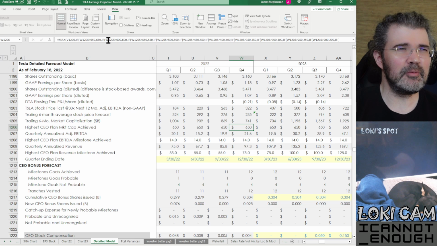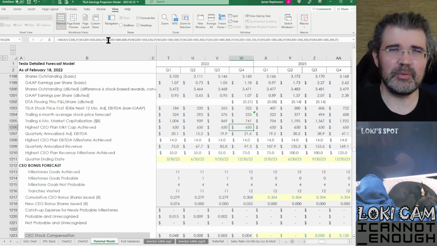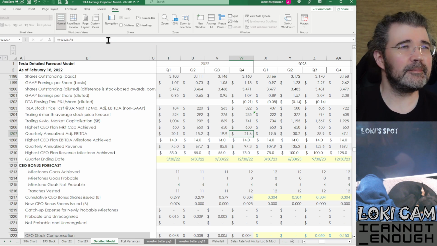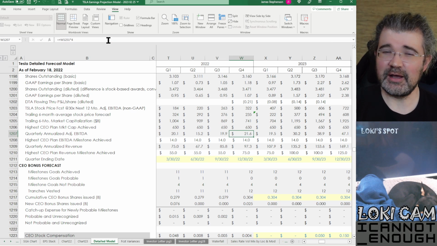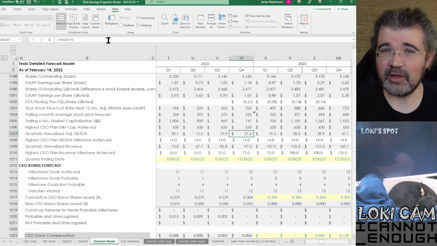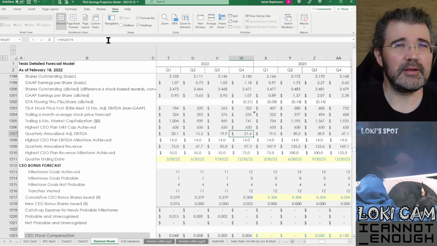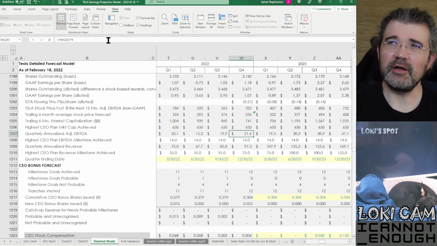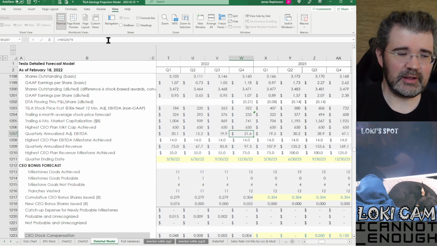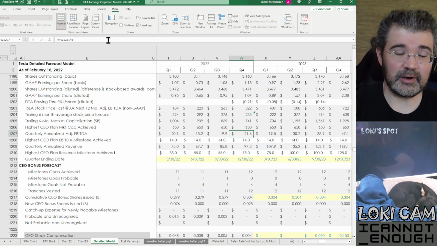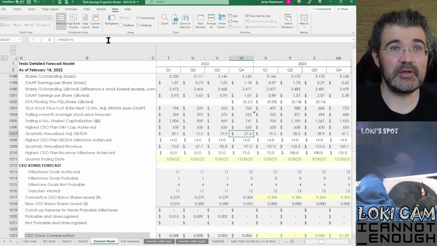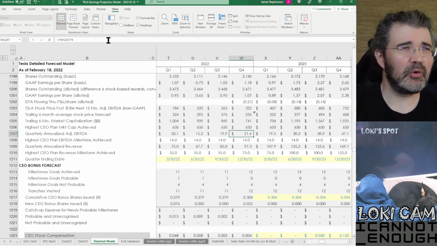Highest CEO plan market cap achieved. That's been $650 billion for a long time. I just needed this here to calculate how much expense Tesla would show on the stock-based compensation expense row for SG&A, where the CEO Performance Award gets recorded. So I've got a few rows here that did that.